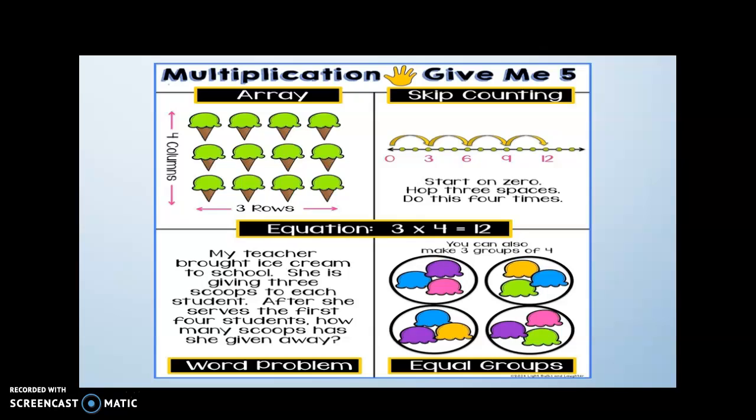multiplying how many columns there are up and down, it will help you to arrive at how many ice cream cones are in the picture, and that is 12. Another method you can use is skip counting.